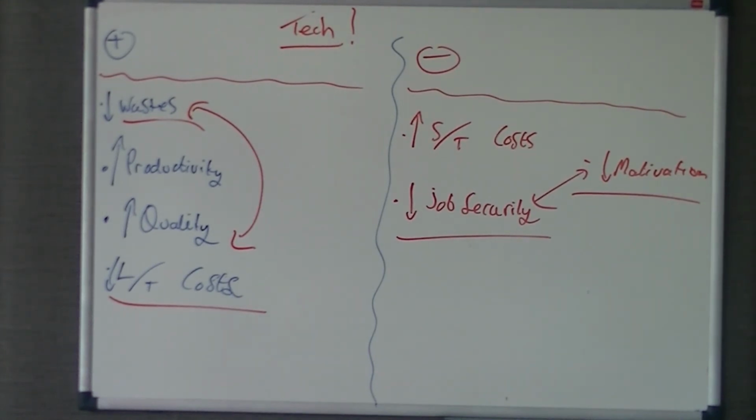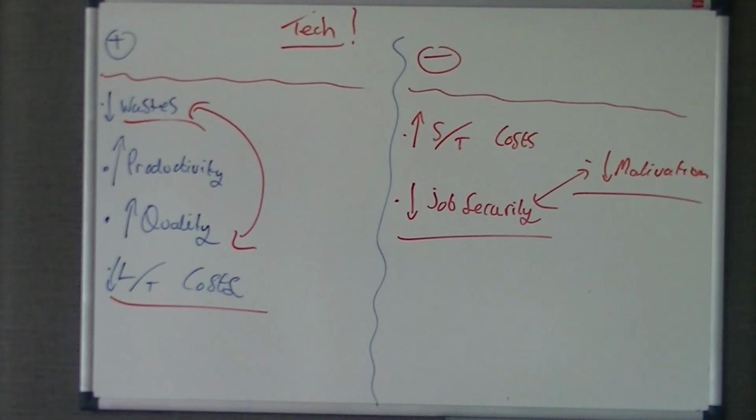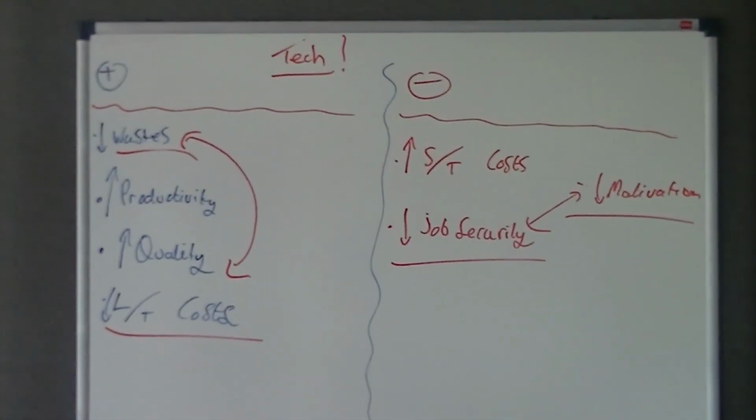Just to go over that again. Advantages: reduction in waste, increase in productivity, increase in quality, and a decrease in long-term costs. So just to go over the advantages again, I'm sorry to keep mentioning it: decrease in long-term costs, increase in quality, increase in productivity, and a decrease in waste. Then the disadvantages: an increase in short-term costs, and job security affects the motivation of workers.